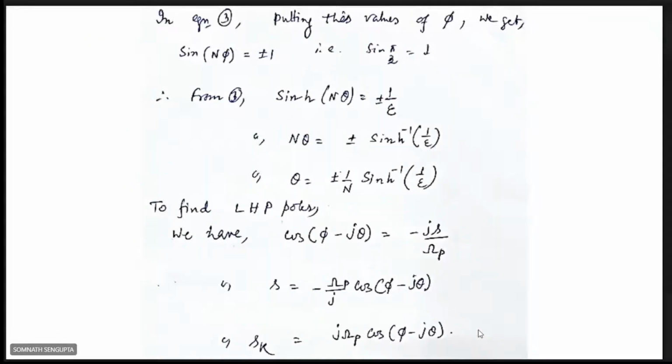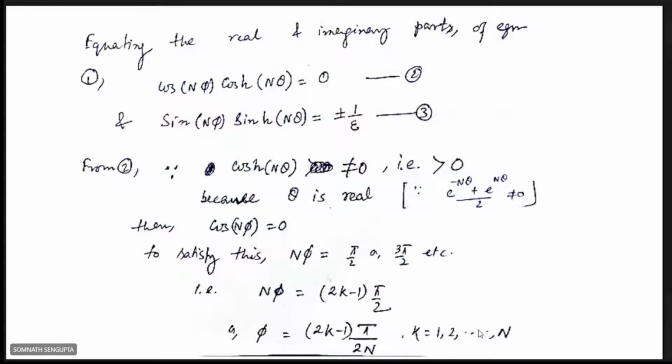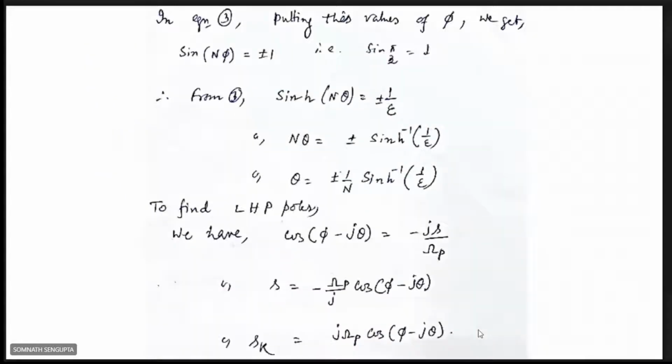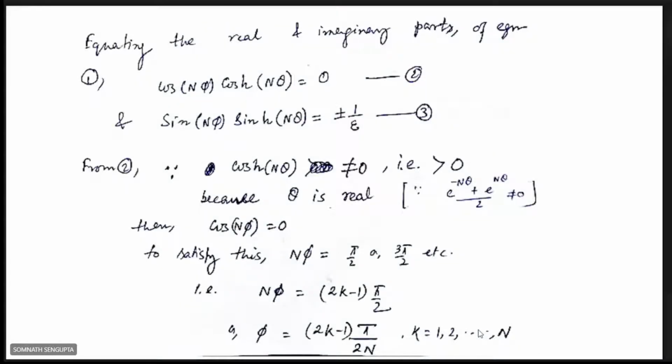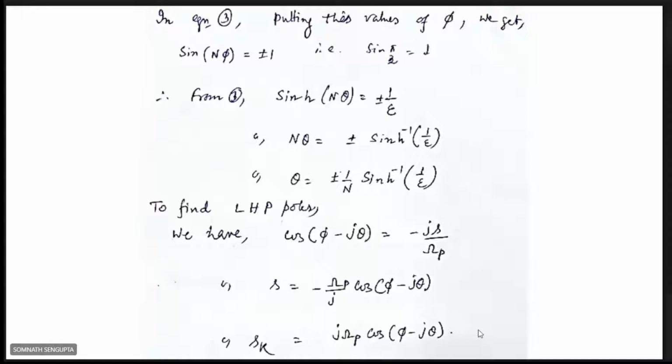Now in equation 3, putting this value of φ, we get sin nφ. Since φ is an odd multiple of π by 2, sin of an odd multiple of π by 2 is 1, or plus minus 1.